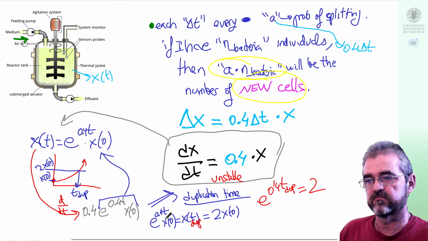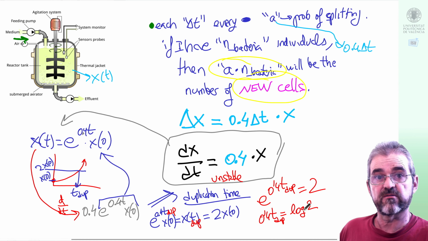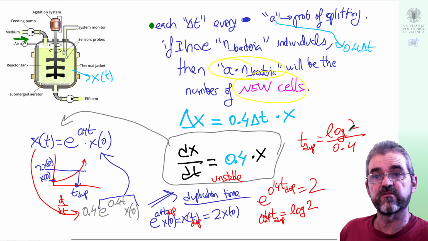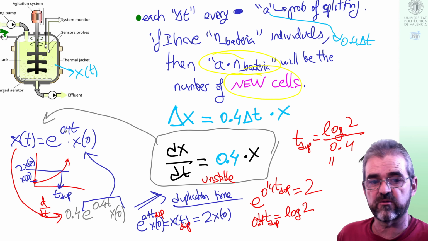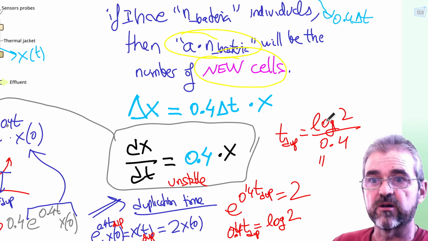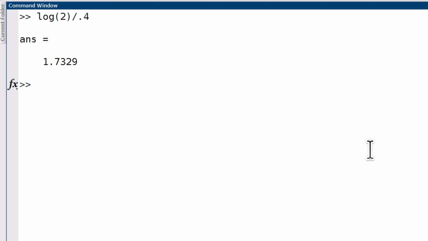And the solution to this equation will be the duplication time, and taking logarithms, 0.4t equals natural logarithm of 2, so duplication time will be natural logarithm of 2 divided by 0.4. If you type it in your calculator, or MATLAB or whatever, depending on your software, this will be log or ln, natural logarithm. Well, in MATLAB it gives 1.73 time units, let's say hours, for instance, in our bacterial growth.